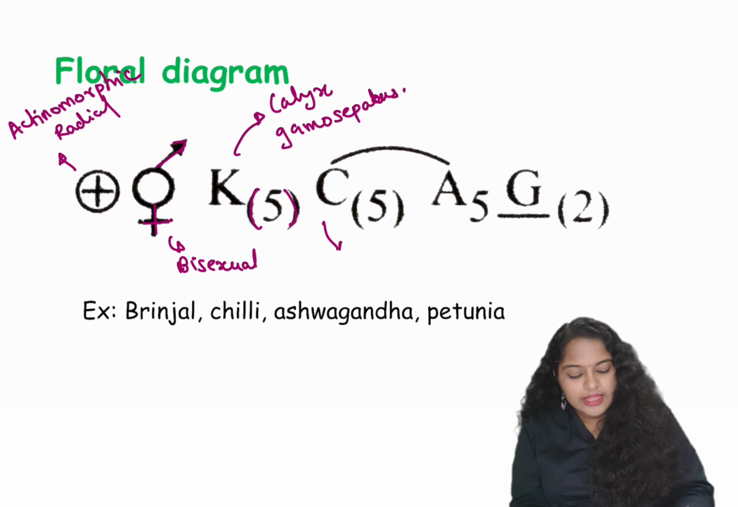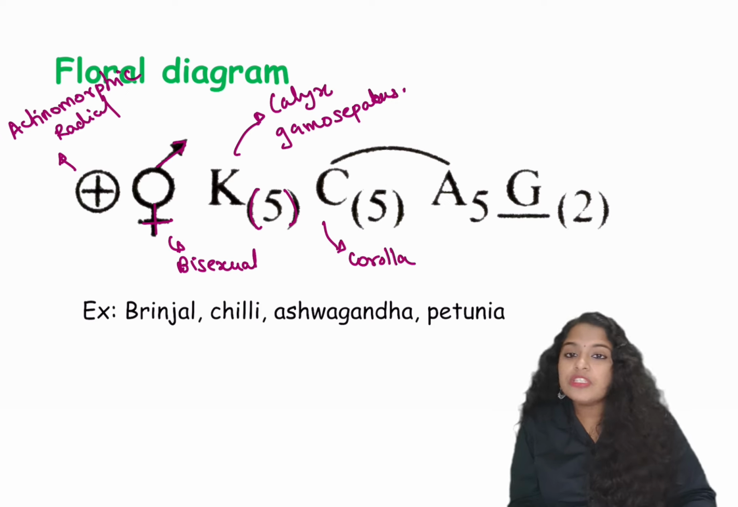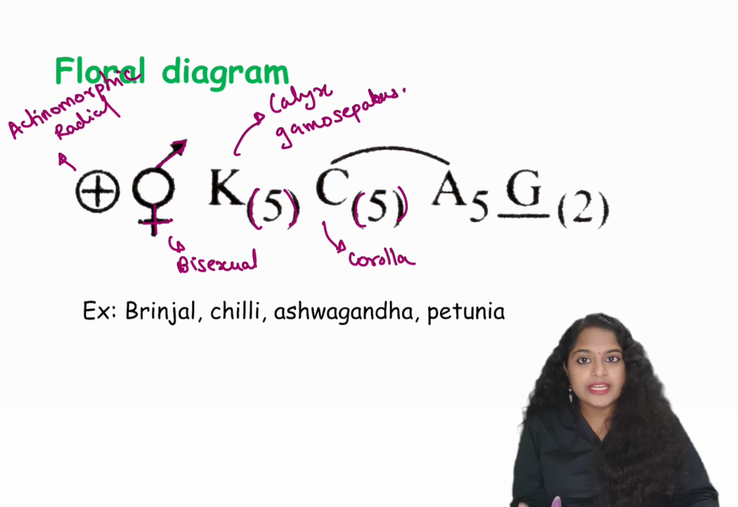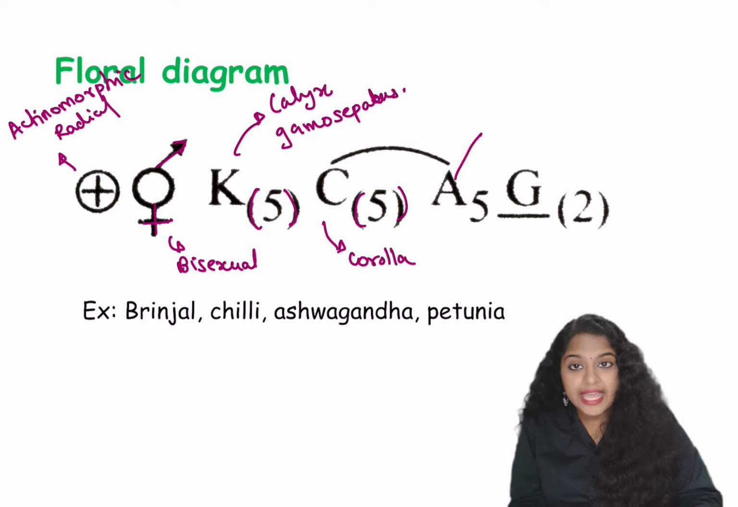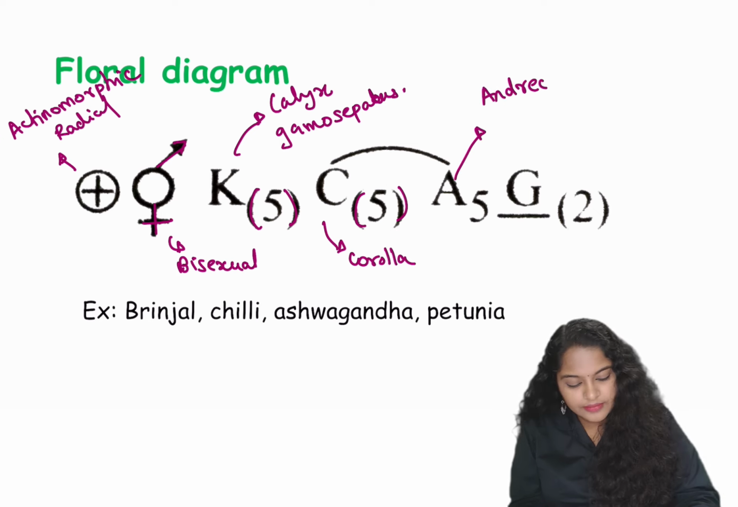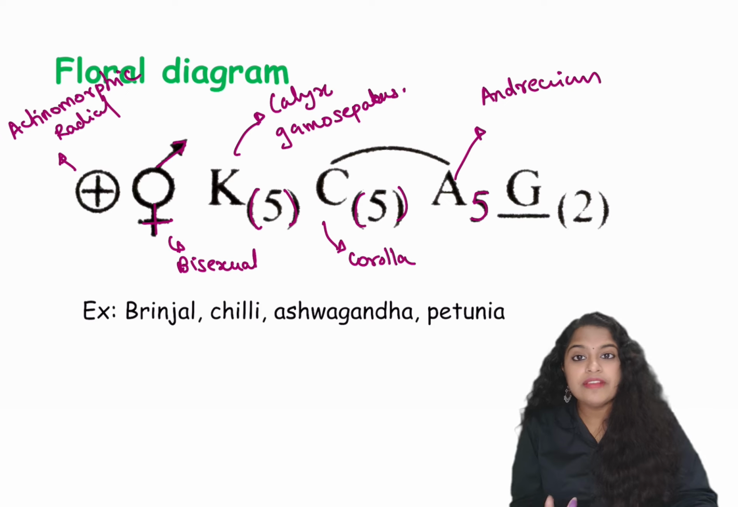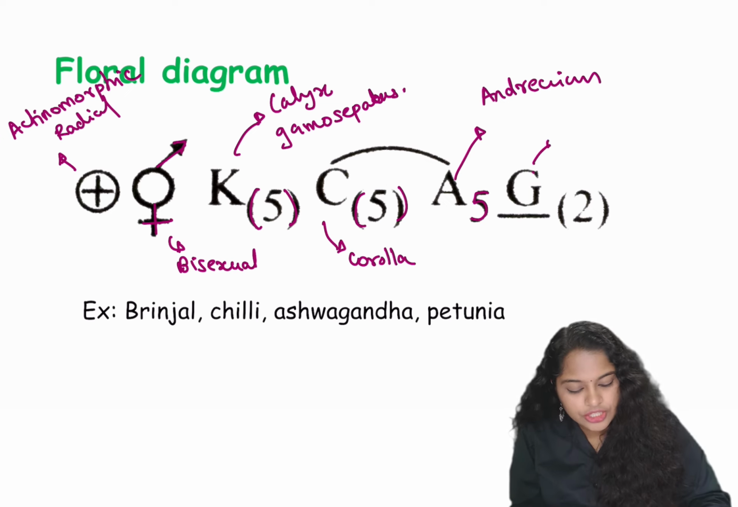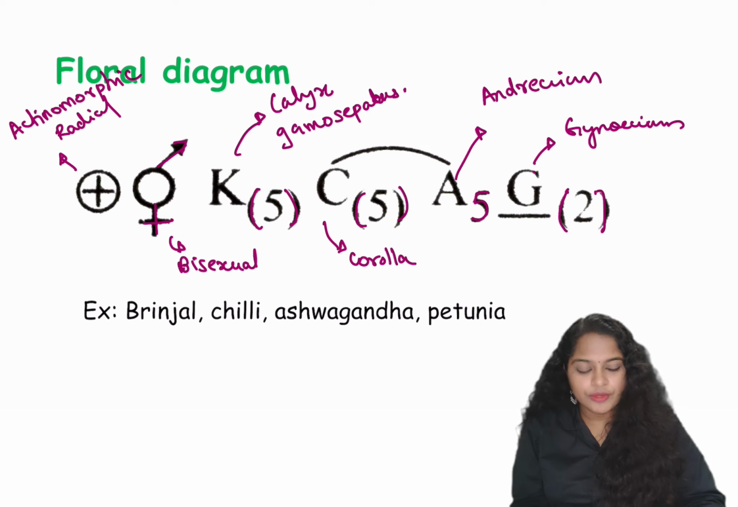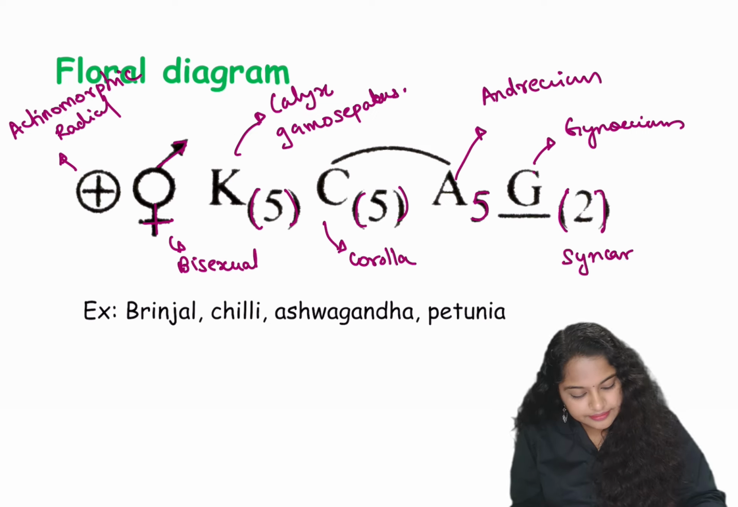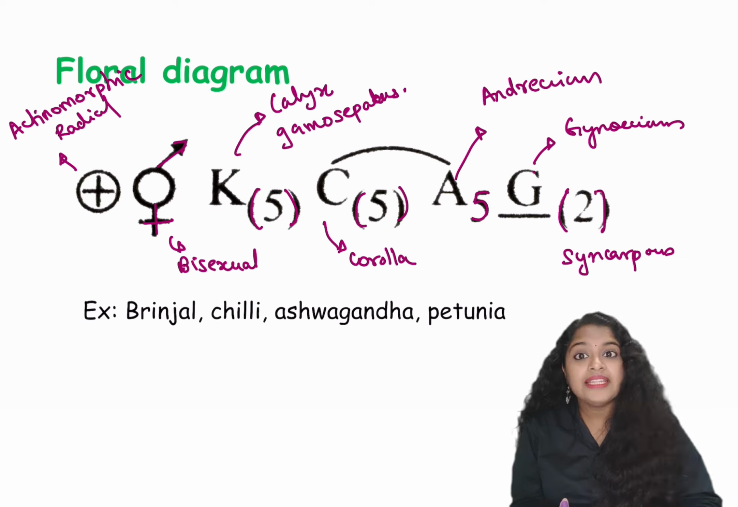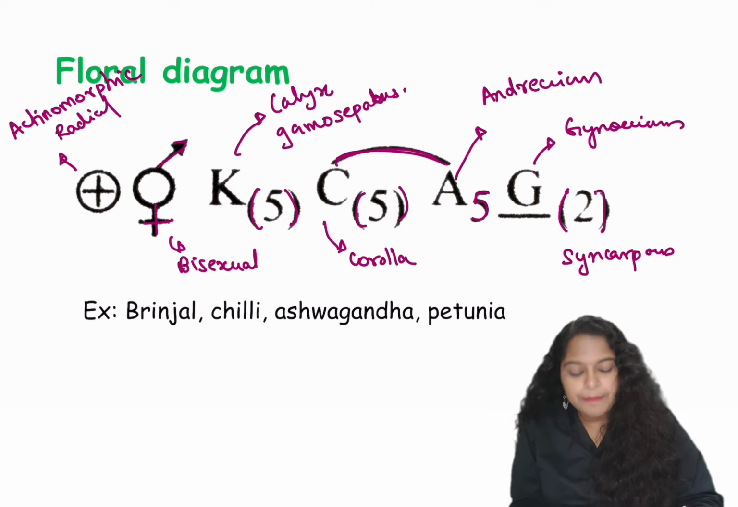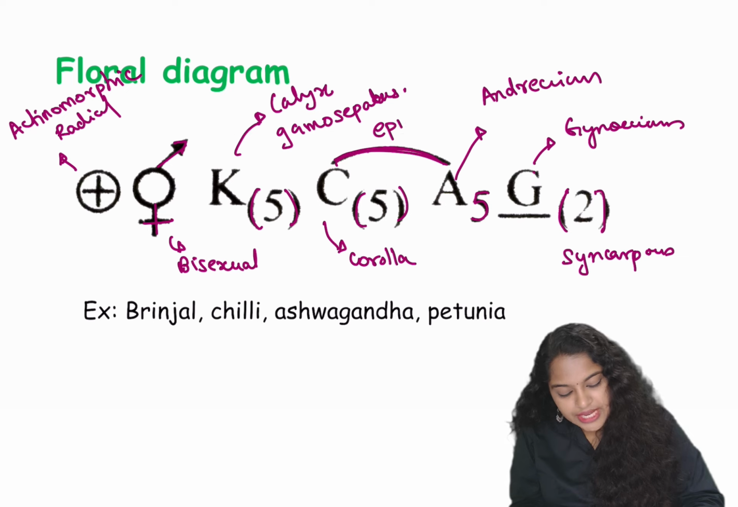Now coming to C, that is corolla. They are also 5 in number and the brackets are present, that is fused, and they are also gamopetalous. A is the androecium, and 5 free stamens are present. No brackets, so they are free, that is polyandrous. And you can see here G is the gynoecium. 2 carpels are present and they are fused, that is syncarpous. And the androecium is attached to the petals and that is why it is epipetalous.